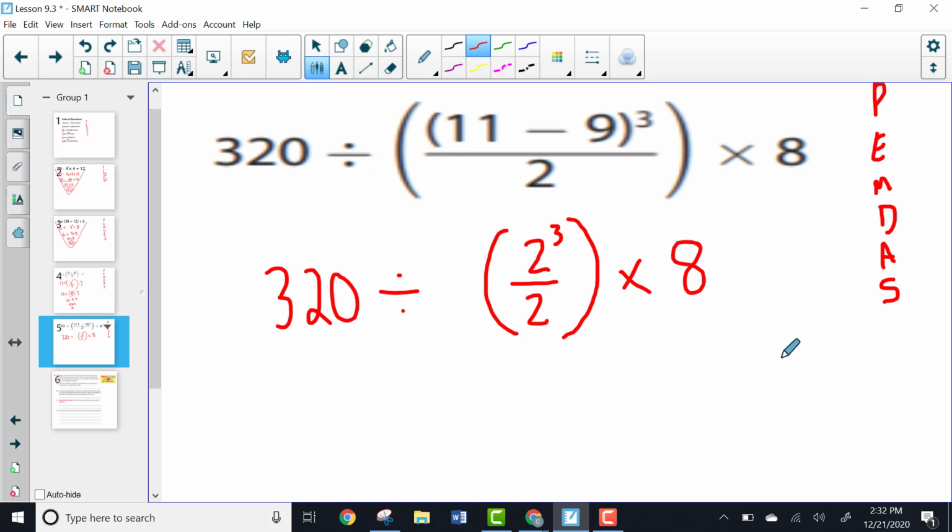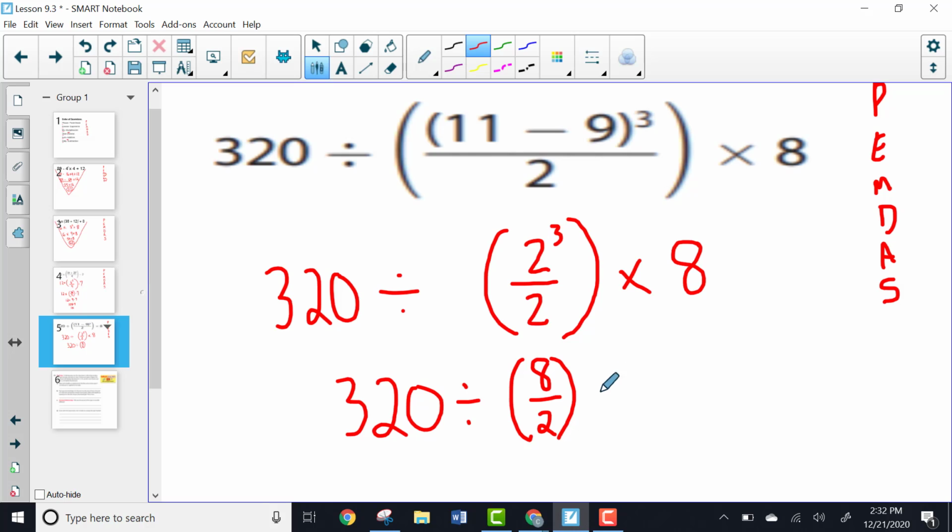Okay, so I think about my order of operations. I have an exponent within my parentheses here. So I'm going to do 2 to the power of 3. That's going to give me 8 over 2, which means 8 divided by 2. Just remember that. My parentheses is still there. So now I have 320 divided by 8 divided by 2 times 8.